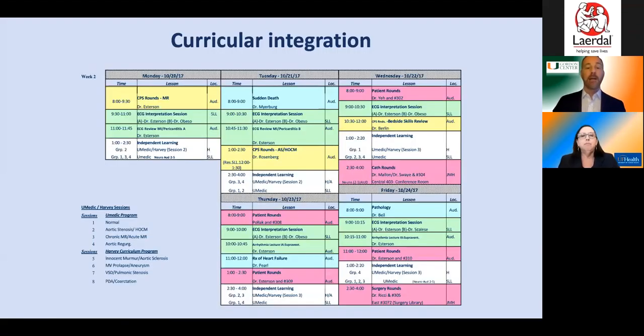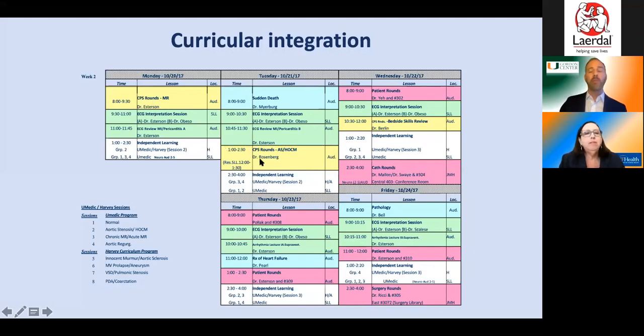Here's just a detailed drilling down on 1 week from that 4-week final year elective. I know it's a busy slide. I don't expect you to be able to read all of the fine print, but just look at the color coding. Things that are in yellow, you notice say CPS rounds. That stands for cardiopulmonary simulator. They always have a doctor's name after it because those are instructor-led.